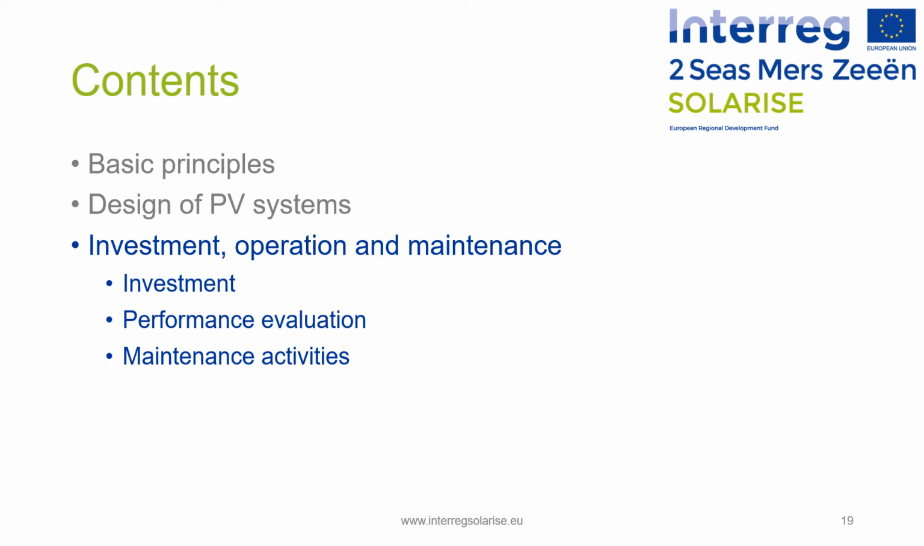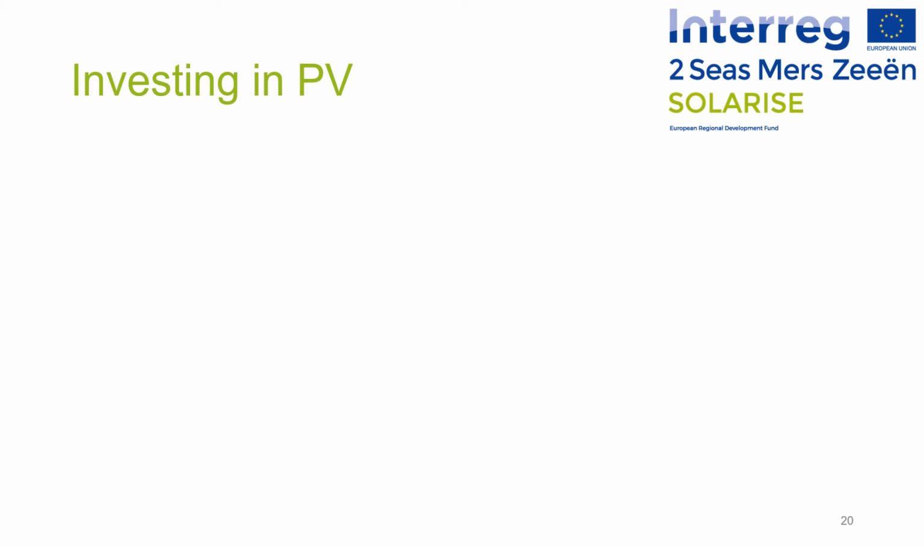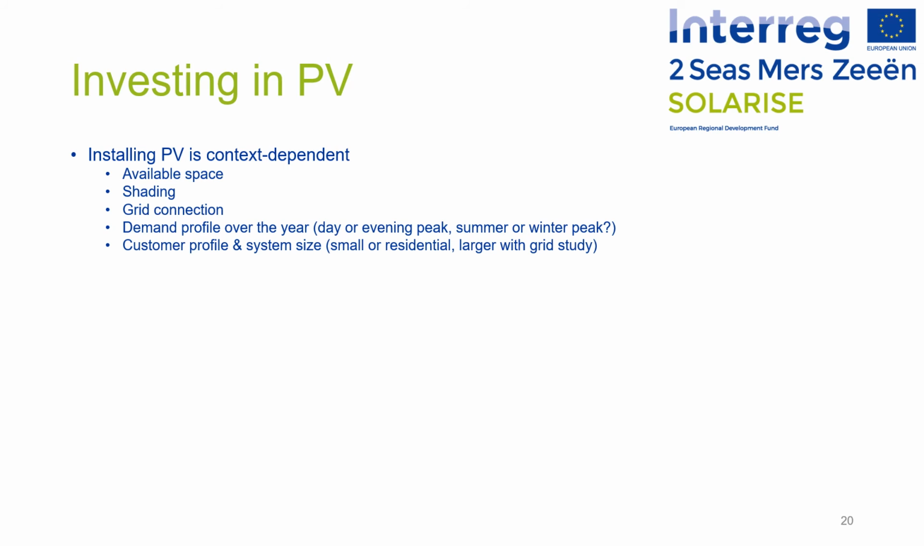If we now look at the investment, operation, and maintenance aspects, for the investment in PV, installing PV is context dependent in that you need to look at the available space, the shading that can happen, the grid connection, also the demand profile over the year. Do you have a day or evening peak? Is there a summer or winter peak in demand? But also the customer profile and the system size. Is it a small or residential system, or is it larger, which needs a grid study?